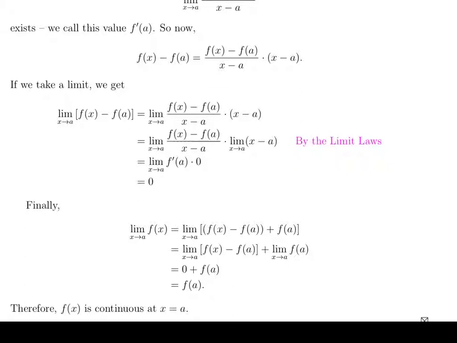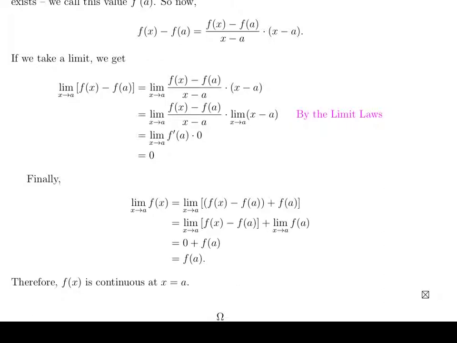Now I would suggest that the proof is actually a little bit less important than knowing the fact that any function that is differentiable must then be continuous. Okay, that's all for now.